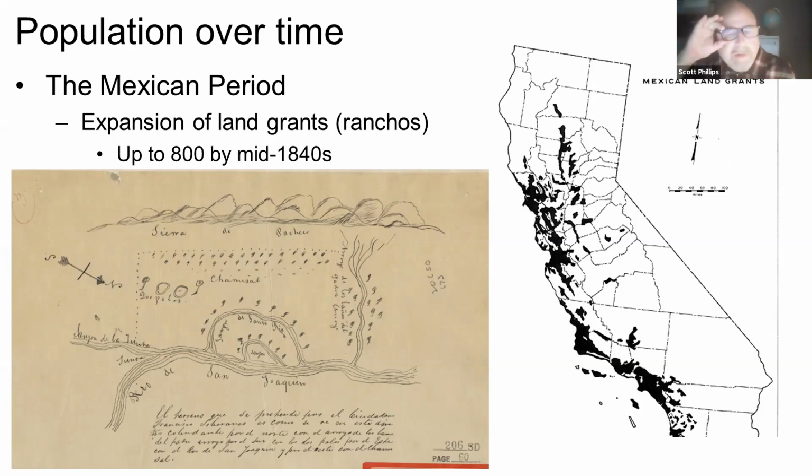One thing to note is that these were not very heavily populated. A lot of these were cattle operations and very sparsely populated, but these were areas that were given to people in the main settlements during the Mexican period.